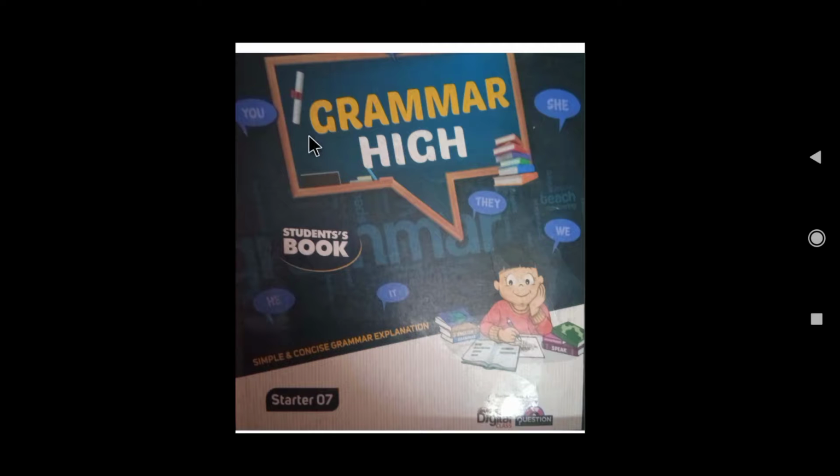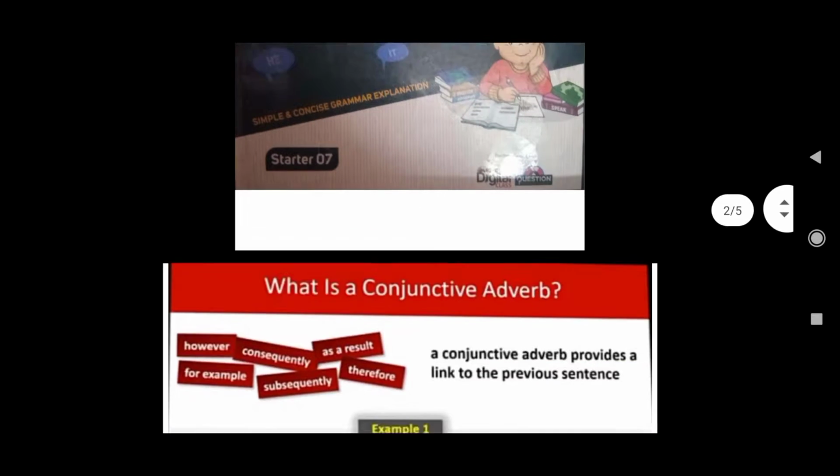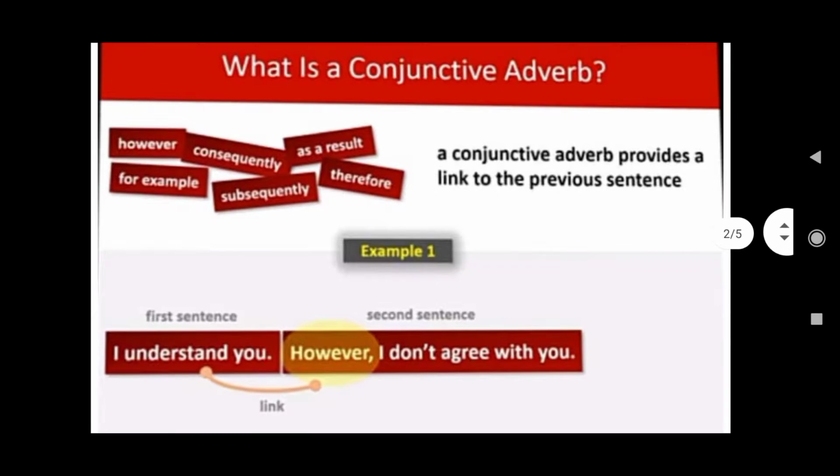Now today from your grammar book we are going to discuss a topic that is conjunctive adverb or connective adverb. Now what is a conjunctive adverb or a connective adverb? A conjunctive adverb provides a link to the previous sentence. So basically conjunctive or connective adverbs are used to join two sentences. Words like however, for example, consequently, subsequently, as a result, therefore, these all are conjunctive or connective adverbs that we use to join the sentences.